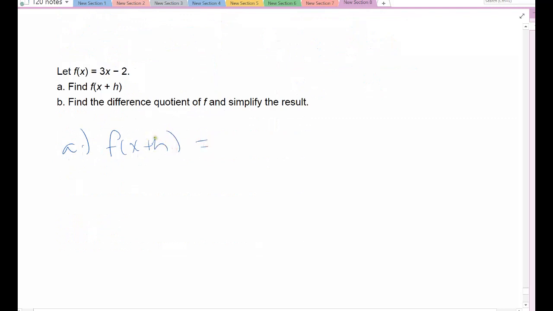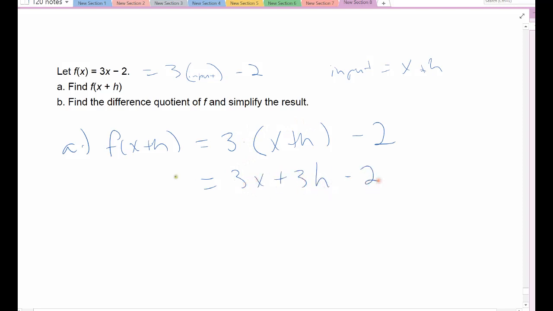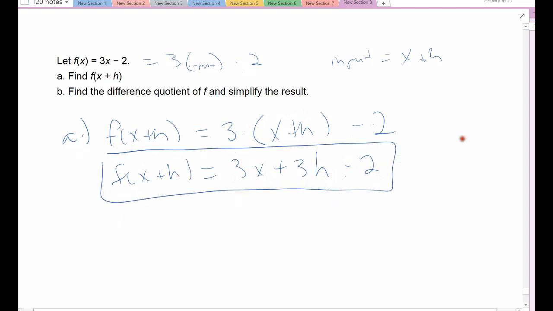And so I'm replacing x with x plus h. So if you think about it, it'd be 3, there's this x value I plug in, that's my input, minus 2. Well, I'm replacing the input with x plus h. And so I'm going to get 3 times x plus h minus 2. I'm taking my input, multiplying by 3 and subtracting by 2. And then simplify that. So distribute your 3, so 3x plus 3h minus 2, and there's f of x plus h. And that's it. Doesn't simplify any further than that. There's the answer to A.